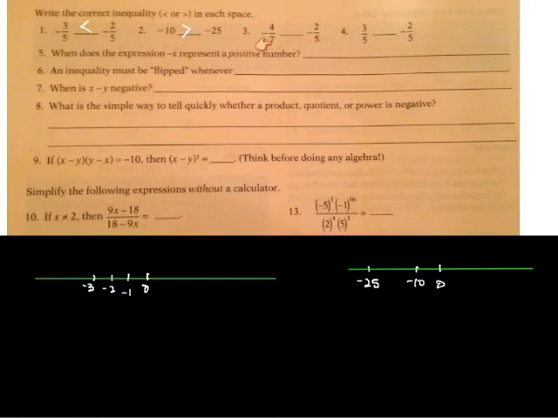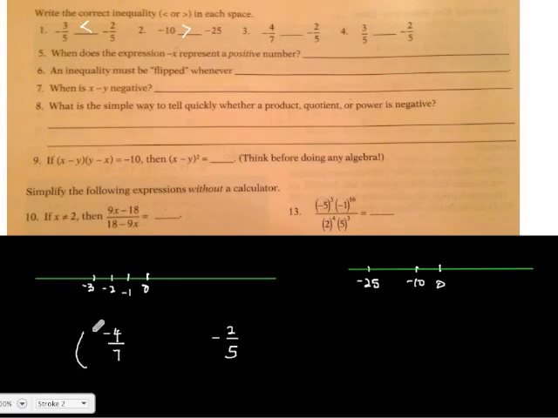What if you have two different denominators? Bring them to the same denominator. So you want to rewrite this problem, let me write it down here. You want to compare negative 4/7 and negative 2/5. If you multiply this by 5/5 and you multiply this fraction by 7/7, you will get negative 20 and negative 14.